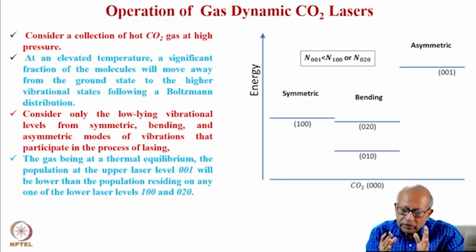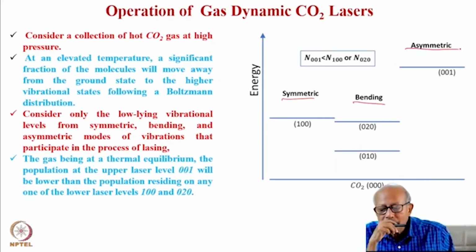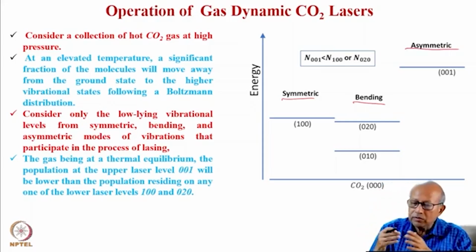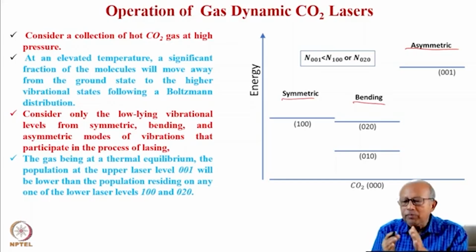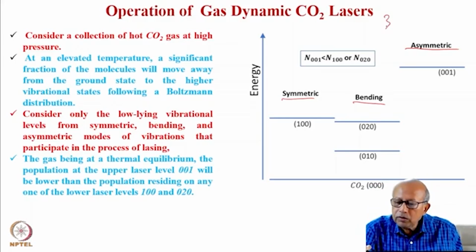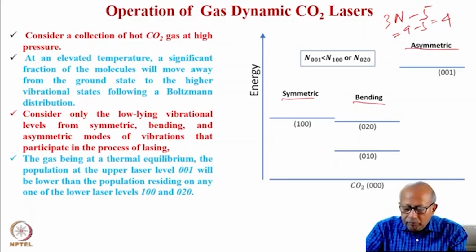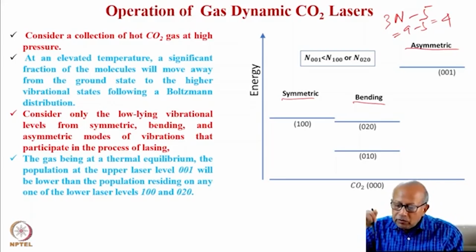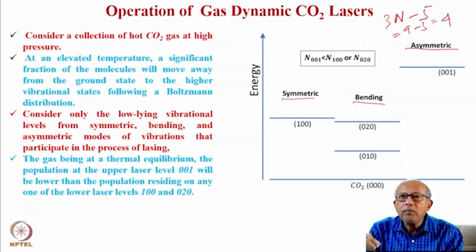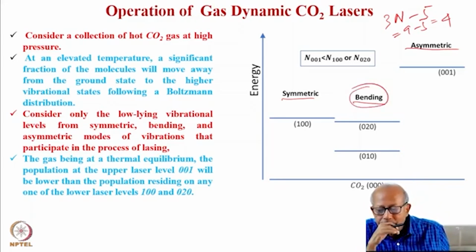As you know, it has three modes of vibration: symmetric mode, bending mode, and asymmetric mode. The bending mode, of course, has two types of bending. Basically, there are four modes of vibration because it is a triatomic molecule: 3n minus 5 equals 9 minus 5 equals 4. Four modes of vibration. But we are showing three modes because the molecule can have bending both in the plane of this paper as well as in a direction perpendicular to the paper. So both are represented here. So basically it has four modes of vibration.